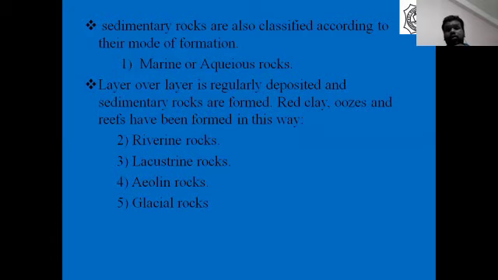Now, on the basis of this, it can be classified into riverine rocks, lacustrine rocks, aeolian rocks, and glacial rocks. Now, what are riverine rocks? Rivers deposit a lot of sediment when they leave the mountains and enter the plains. Thus, a river is a great agent of sedimentary rock formation. Such rocks are especially seen in the floodplains.